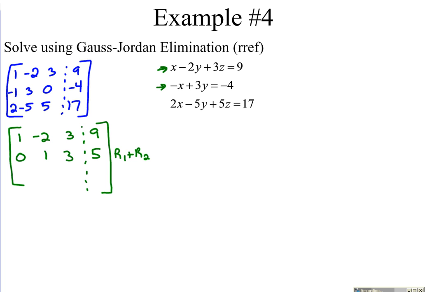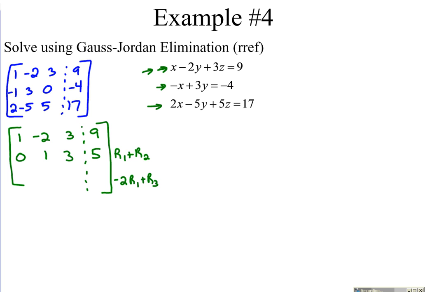Now I want to use this top equation again, but now I want to get rid of the x's in the bottom equation. What do I need to multiply this top equation by so that when I add it here, I get a 0? -2. So I'm going to take -2 times row 1, which is equation 1, and add it to row 3.